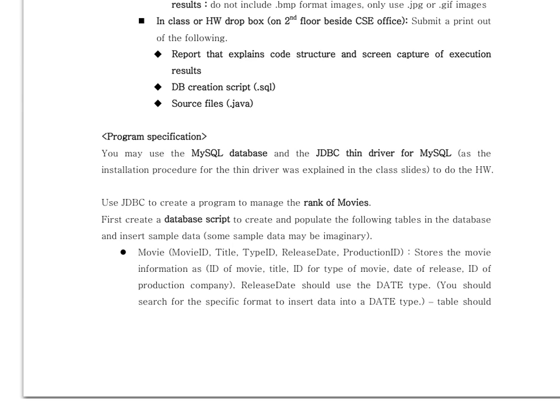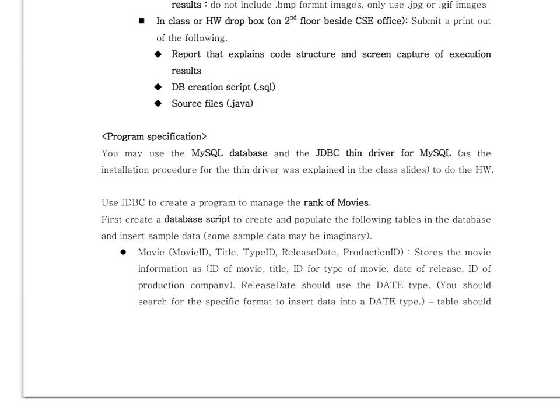So the first table is going to be the movie table, and in this movie table you have these columns: movie ID, title, type ID, release date, and production ID. These columns show the ID of the movie, the title of the movie, the ID for the type of the movie. We'll talk about the type later on. The date of release, when the movie was released, and the ID of the production company.